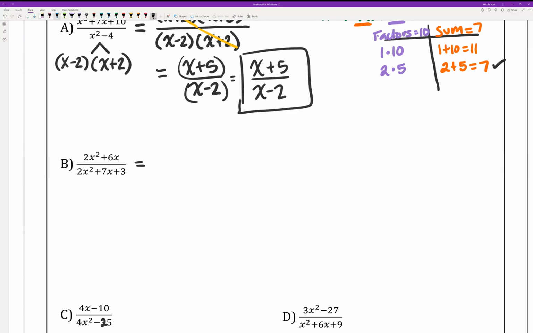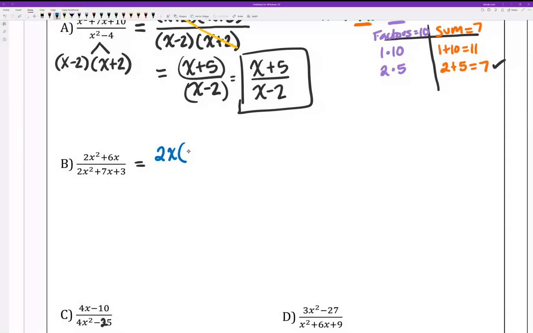So we're going to look at what we could divide out. The greatest common factor between 2 and 6 is going to be 2. It's the largest number I can divide out from both. And then both terms have an x. So I'm going to take an x out as well. So we're going to imagine that I'm dividing 2x squared plus 6x by 2x.